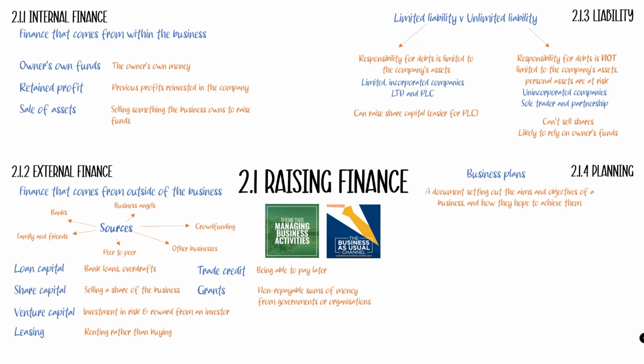Part of the business plan will also be the cash flow forecast. And the cash flow forecast is a financial table. There's plenty of financial tables in Theme 2. This is the first of which. It is a forecast of the cash inflows and outflows over a period of time.